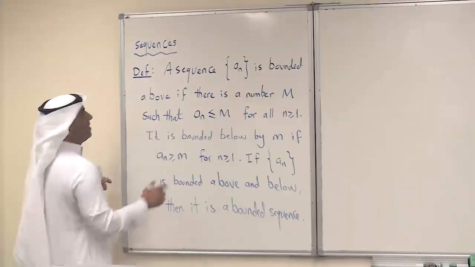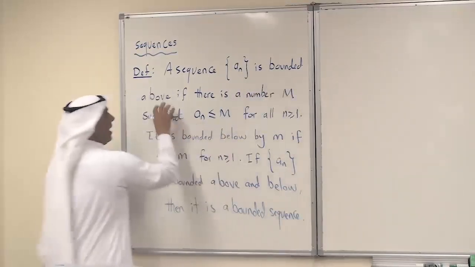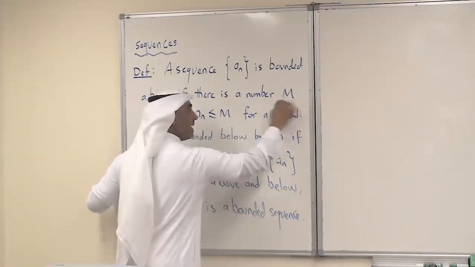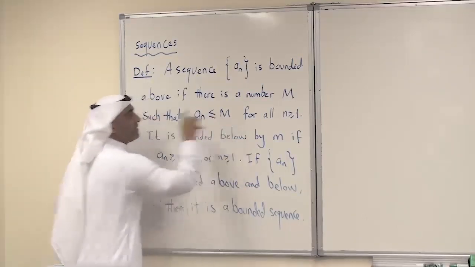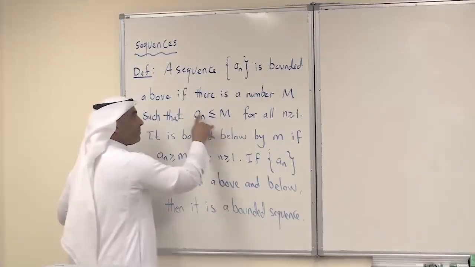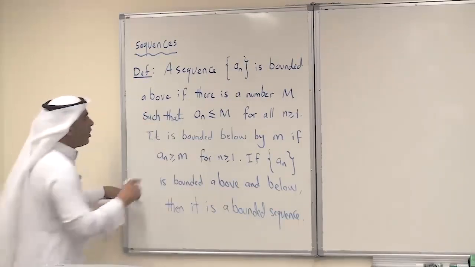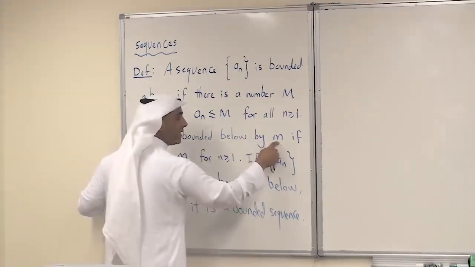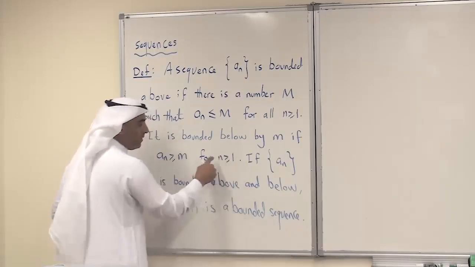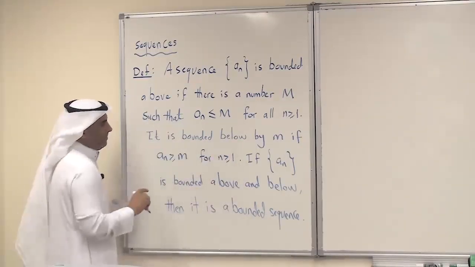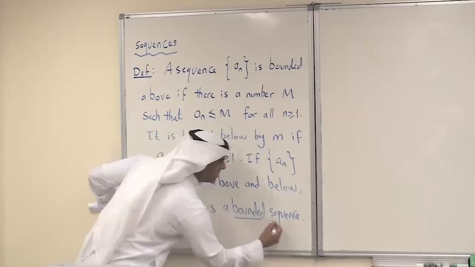What about bounded sequences? A given sequence a_n is said to be bounded above if there is a real number, called capital M, such that all elements of the sequence are less than or equal to that number. In this case, we say M is an upper bound, or we say that a_n is bounded above by M. Similarly, it is bounded below by small m, another real number, if a_n is greater than or equal to m. This is true for all elements, meaning for all n greater than or equal to 1. If it is bounded above and bounded below, then we say it is a bounded sequence.